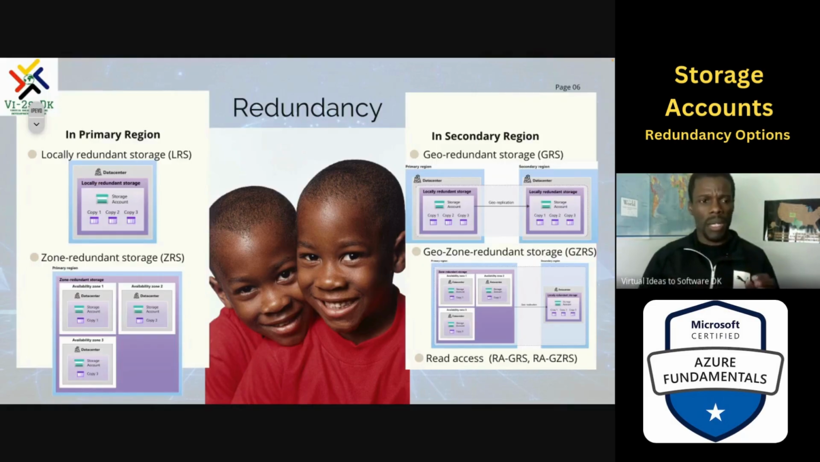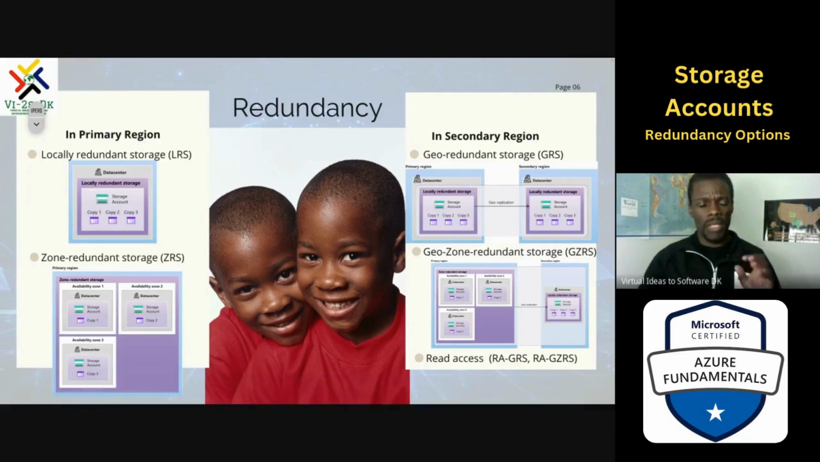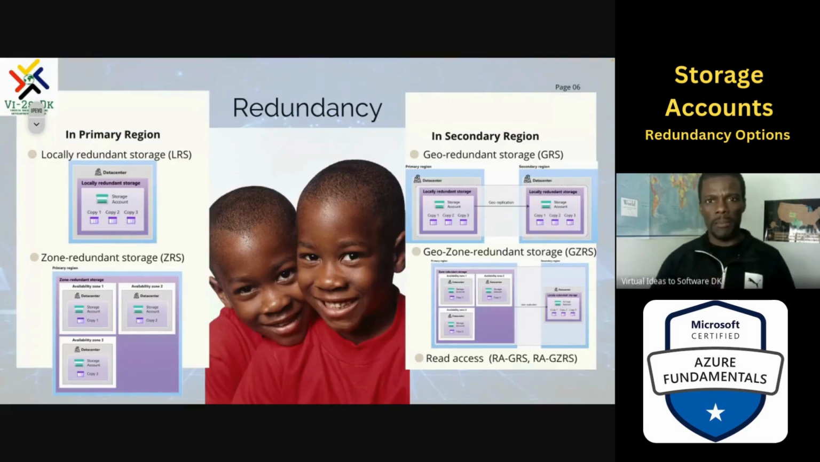ZRS, as you can see in this picture, you have a copy in one availability zone, another copy in the second availability zone, and a third copy in another availability zone. So in this case, you have 3 copies. Those 3 copies are redundant across availability zones, but all those availability zones are within one primary region. So that's all about your primary region redundancy.